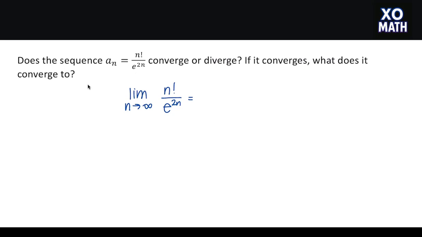Otherwise, the sequence diverges. So here, as n approaches infinity, the factorial in the numerator is going to get bigger faster than the exponential in the denominator. So this limit at infinity is going to infinity, which is not a real number, so that means that the sequence diverges.